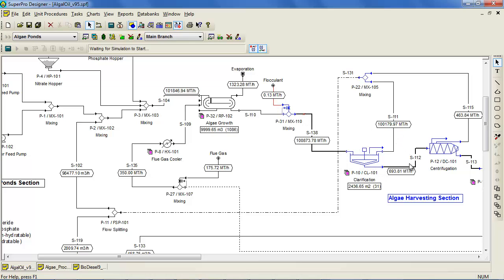The algae-rich heavy stream which exits the clarification tanks is then sent to a centrifuge, where it is further concentrated from 5% biomass to 15% biomass. The supernatant streams from the clarification and centrifuge units are combined and recycled back to the raceway ponds.